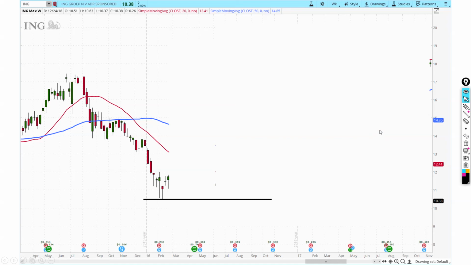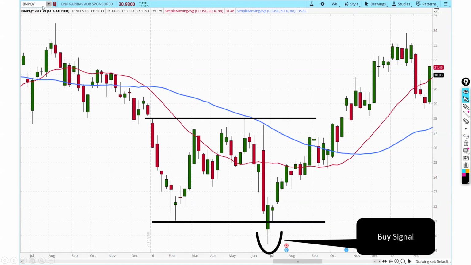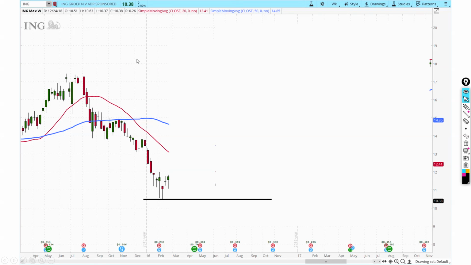Right. So this is ING. Just now what we saw was BNP Paribas. ING is an insurance company. Again, it has formed a cluster of key reversal candles.